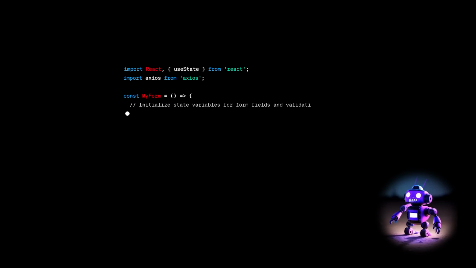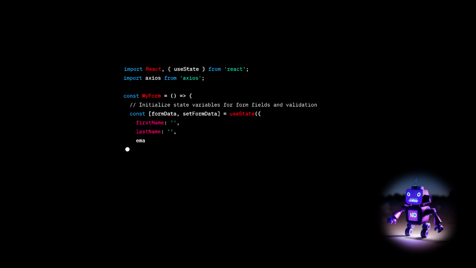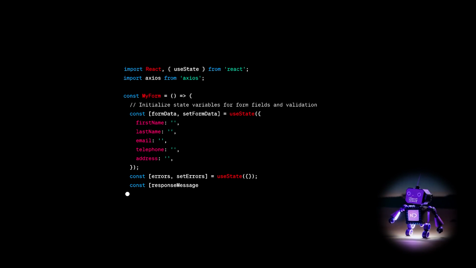In the first line, we import React and necessary dependencies to build a React application. We also import Axios, a library for making HTTP requests. Then, we define a functional component called myForm to create our signup form. Next, we initialize state variables using the useState hook. These states will help us manage various aspects of our form.